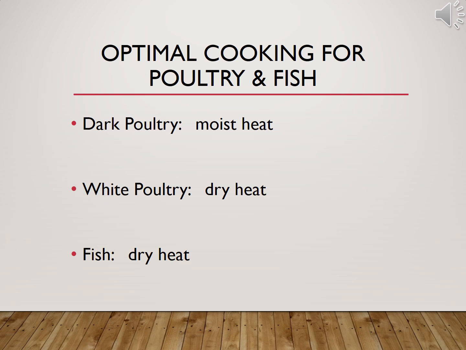So for dark poultry, this always is going to indicate a lot of muscle and perhaps more connective tissue, and as a result, we're going to be using moist heat at lower temperatures. White poultry and fish have very low amounts of muscle and connective tissue, and as a result, we use dry heat and do this for shorter periods of time. Now, dry heat can be heated to higher temperatures than moist heat.